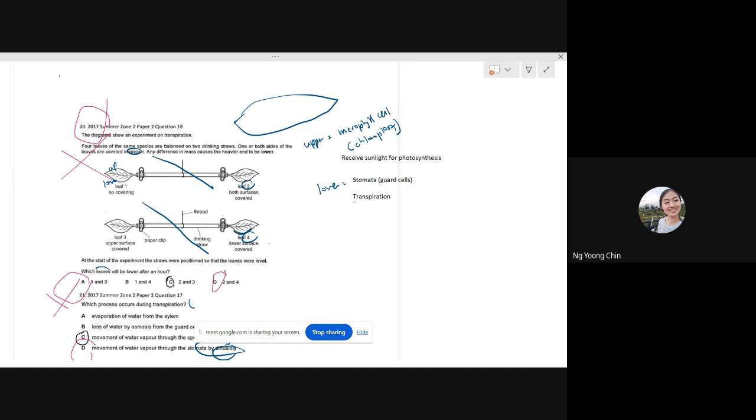For leaf 4, only the lower surface is covered, but the upper surface is still exposed to sunlight. So it is still able to carry out photosynthesis and produce the product, which is glucose. That's why it is able to lower down, because due to the production of glucose, the leaf will be heavier. So it will lower down like this.